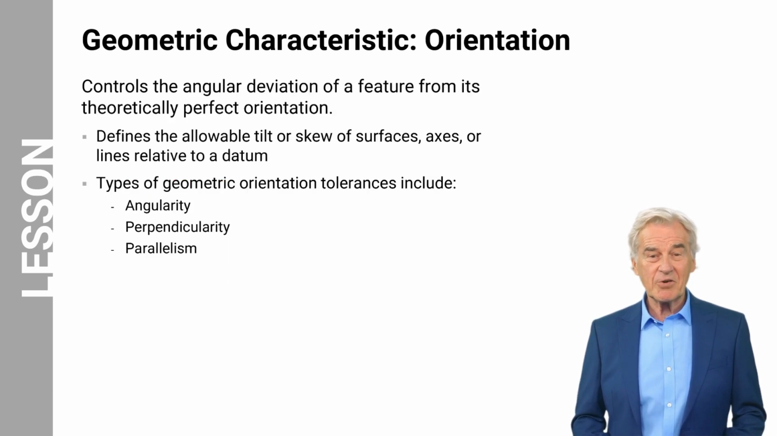Next, we will observe orientation tolerances. Orientation tolerance controls the angular deviation of a feature from its theoretically perfect orientation. It defines the allowable tilt or skew of surfaces, axes, or lines relative to a datum, ensuring proper alignment and fit of components in assemblies. The types of geometric orientation tolerances include angularity, perpendicularity, and parallelism. These specific tolerances allow designers and manufacturers to specify precise angular relationships between features.